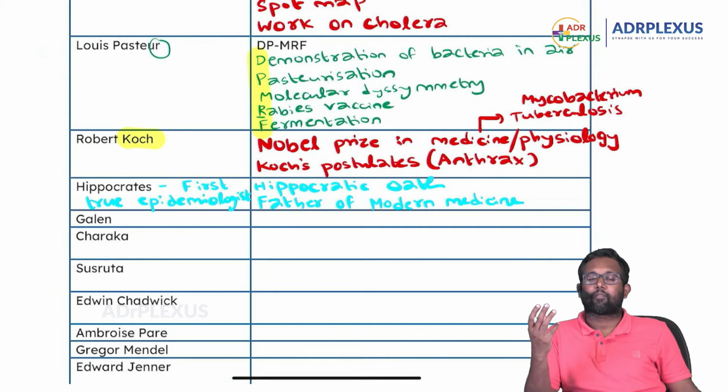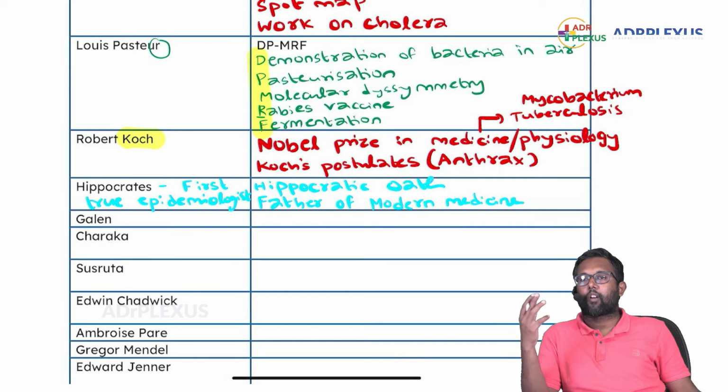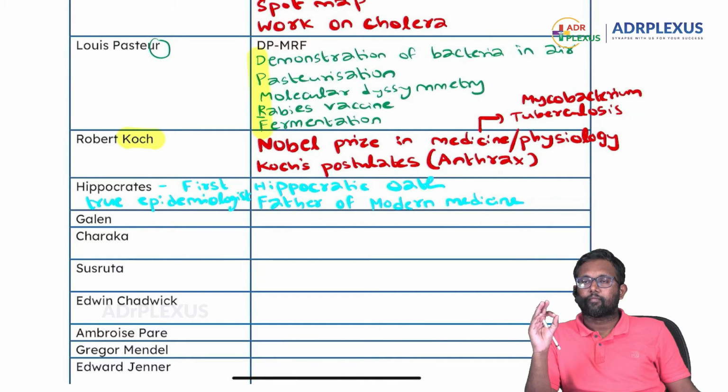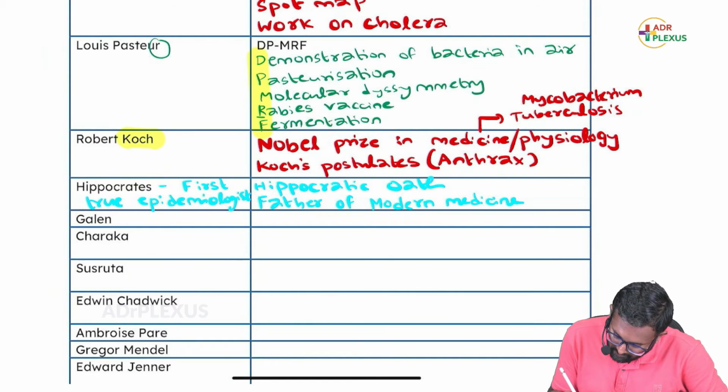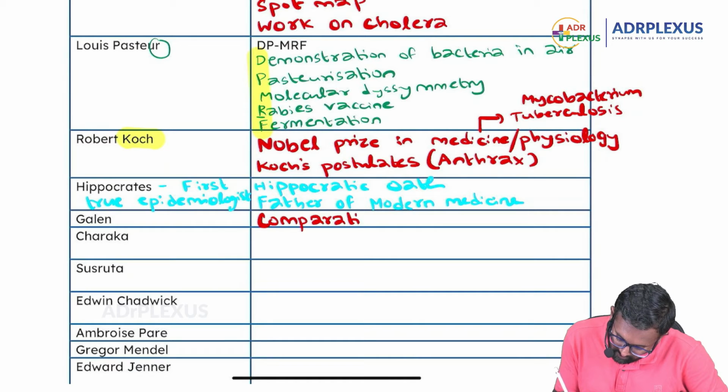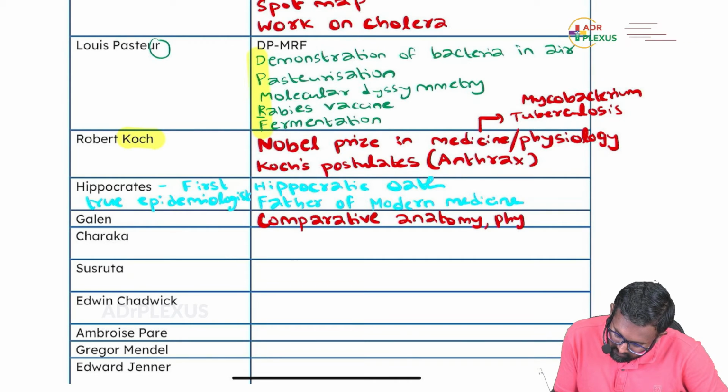Next, Galen. What is the importance of Galen? We already saw Galen. He identified a nerve or an artery. So it is called comparative anatomy and physiology. So Galen is famous for comparative anatomy and physiology.